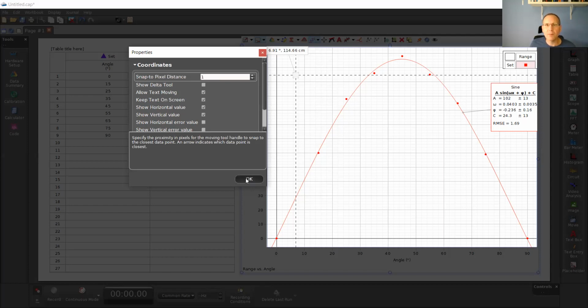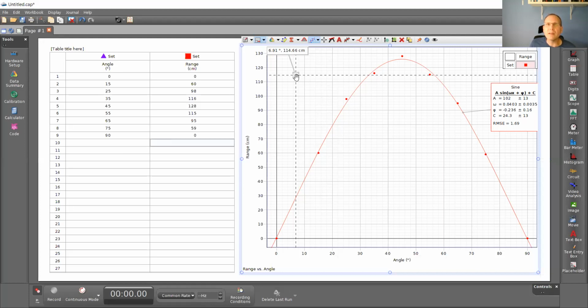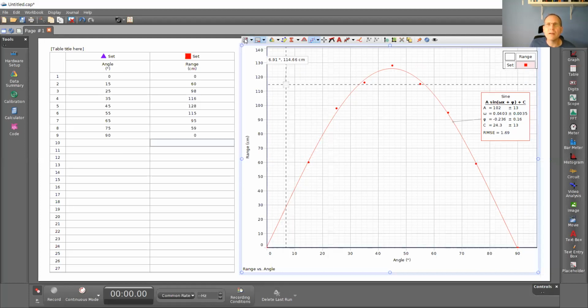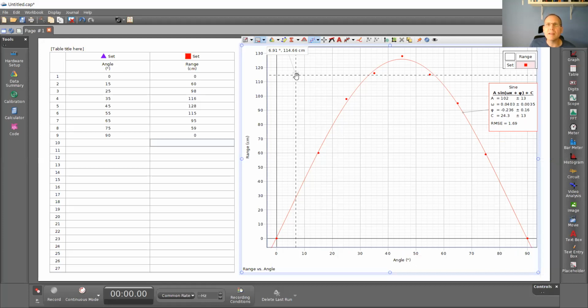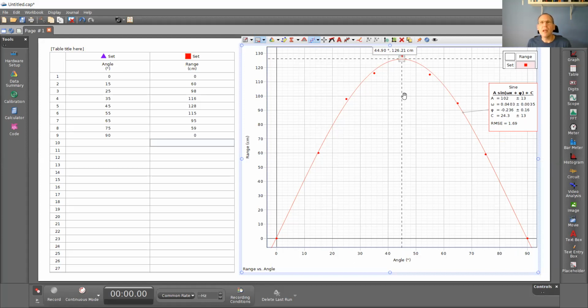Hit OK. And now if I move this around, oh, let me recenter that. If I move this, I can find the peak of the curve. Like right, say right there is the peak of my graph, okay? And then these values, this is the coordinates, right? But remember, this is really the x, which is the angle. So that would be the angle at which my maximum range occurred. And then this 126.21, that's going to be my maximum range for my data that I made up.